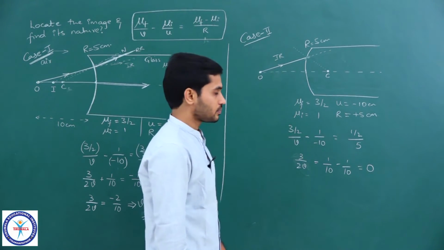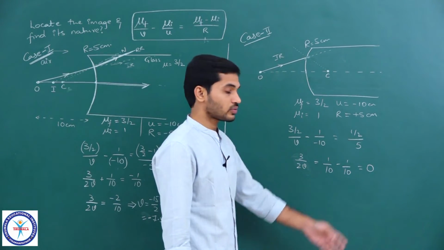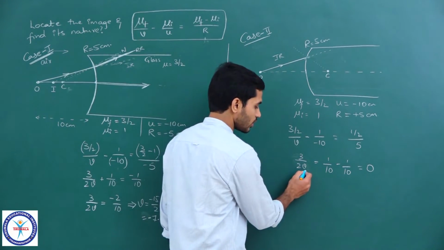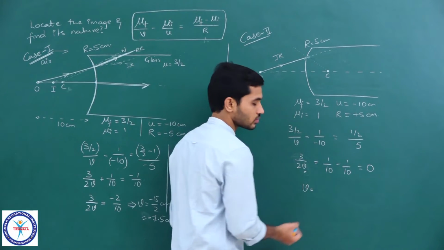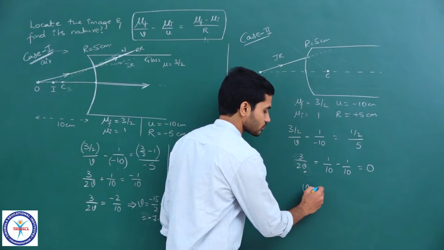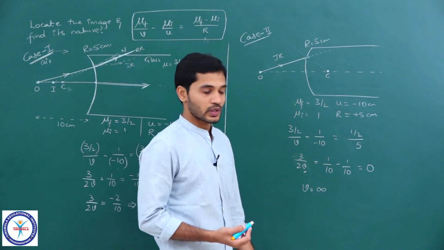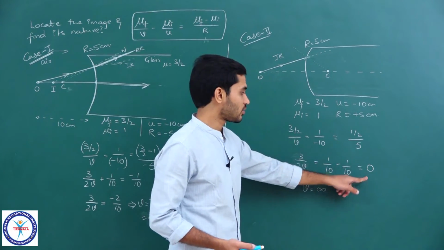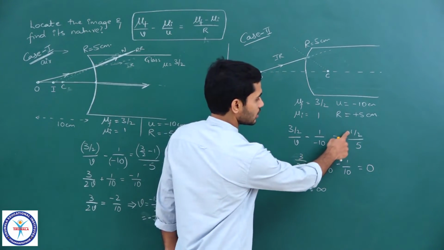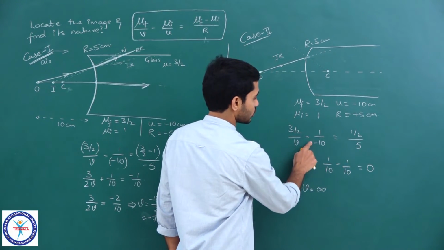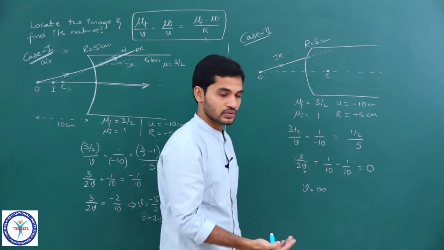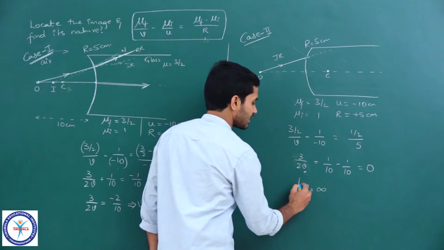So, what does that mean? When will this expression become 0? This expression will become 0 if v is equal to infinity. When v becomes infinity, that is when the value here will become 0. Is it really getting cancelled? This is 1 by 10 plus 1 by 10, and if it goes to the other side, we get 0. So, we are getting that v is infinity.